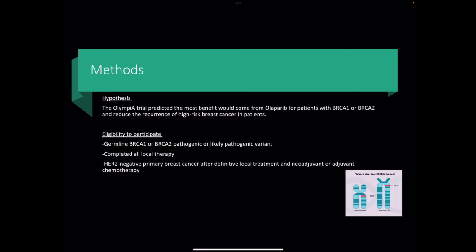For eligibility, first one, you had to have BRCA1 or BRCA2. This was done by local testing and patients were at high risk. For the second one, you had to complete all local therapy, including radiotherapy, chemotherapy, and others for at least 2 to 12 weeks before the trial starts. Lastly, HER2-negative primary breast cancer after definitive local treatment in neoadjuvant or adjuvant chemotherapy.